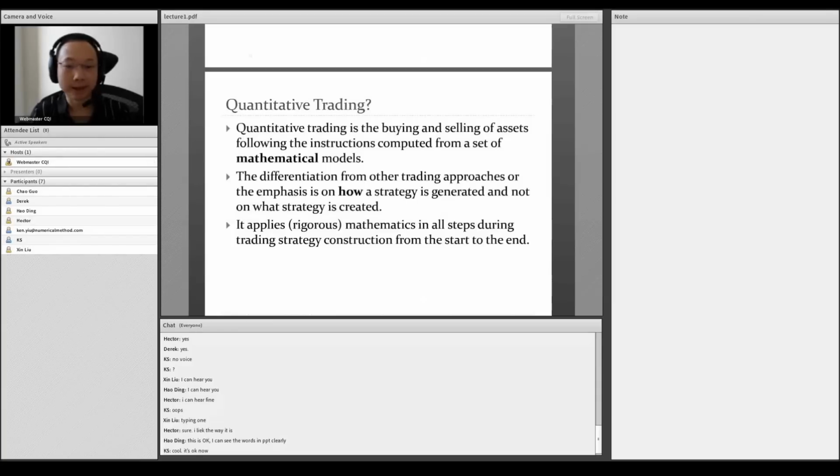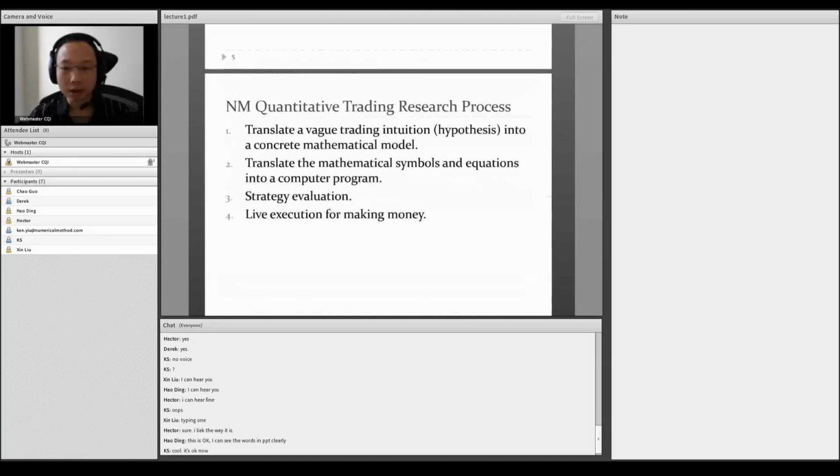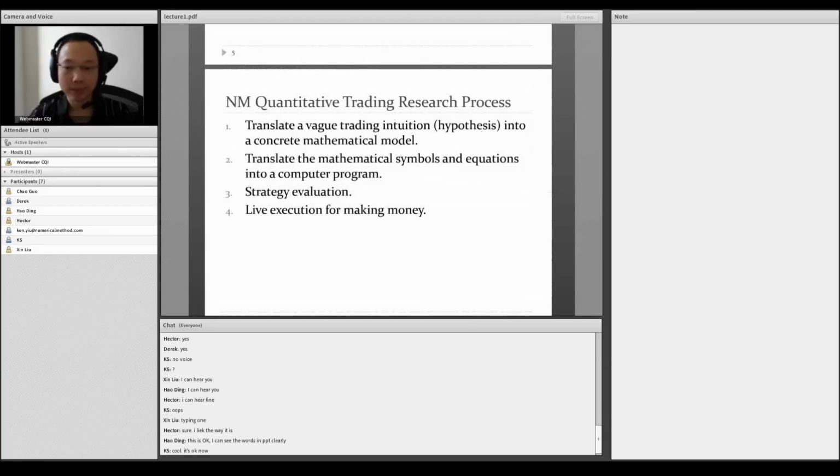So the emphasis is on the process to create a trading strategy, and this is a recurring theme in the entire course, because we emphasize the process to create strategies and not the strategy itself. When I say the process, I refer to the quantitative trading research process that our company recommends. Basically, this is the 4-step procedure. You start with, say, a dream of a very weak trading idea.